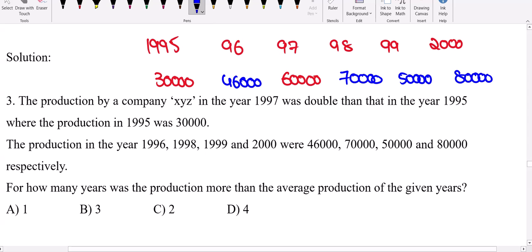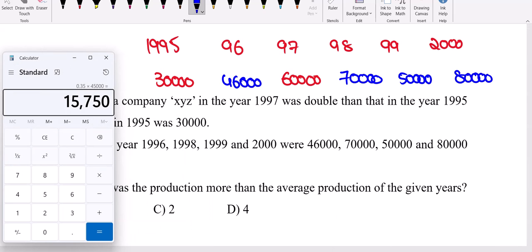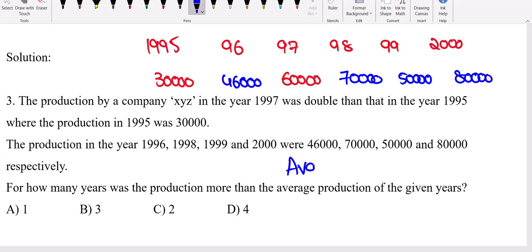And while calculating the average, I am removing that thousands. I am taking simply 30. 30, 60, 90, 90, 70, 160, 210, 290, 290 plus 46, 336. 336 divided by 6, which is 56, means average is 56,000 actually. If you calculate average, you will get 56,000. Now, how many years more than average? Only 3 years.